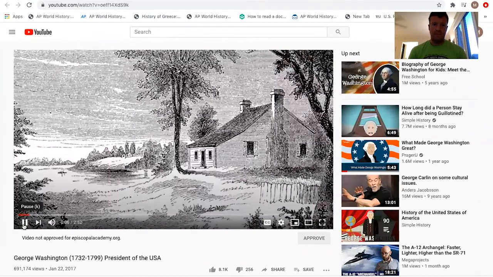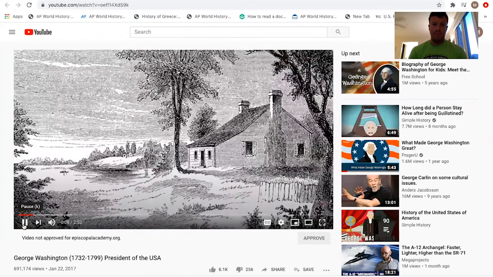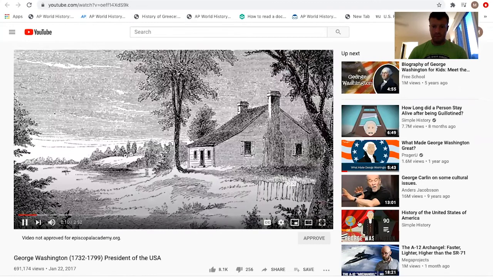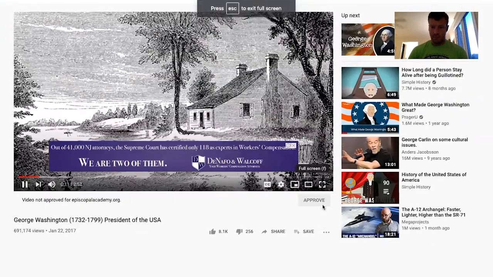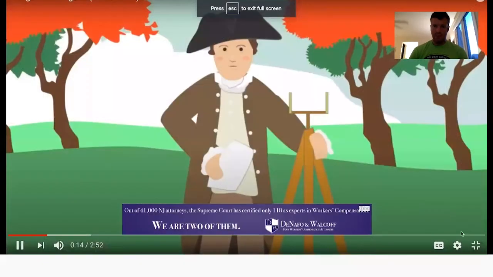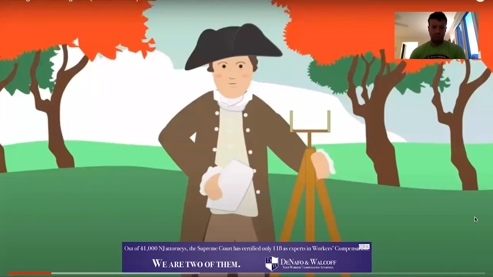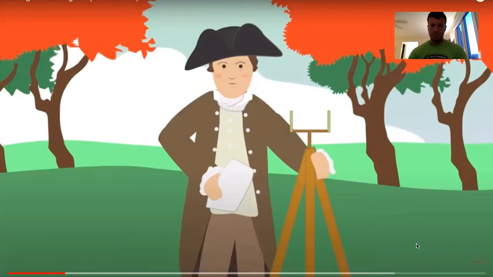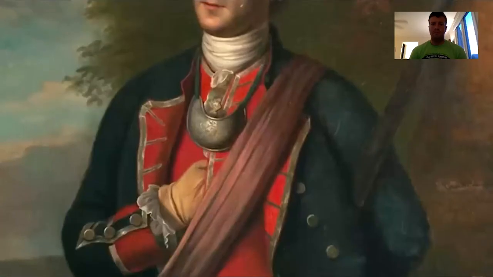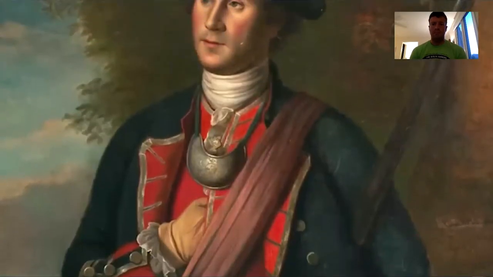George Washington was born on February 22nd, 1732 in Westmoreland County, Virginia, into a family of prosperous farmers. He began his career as a professional surveyor in 1749 at the age of 17 and was quickly appointed surveyor of Culpeper County, Virginia, his first public office. In 1752, he joined the colonial militia.